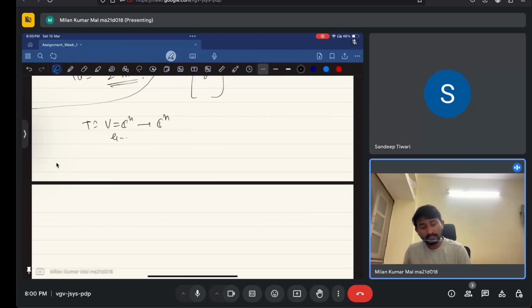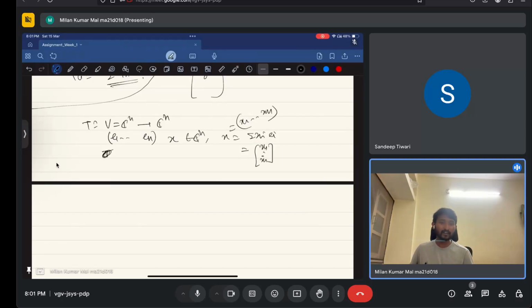The standard ordered basis is one where the ith entry is 1 and all other entries are 0. Now any vector x in Cn can be written as the summation of xi ei, that is, the column vector x1, x2, ..., xn. But also x in Cn means x1, x2, ..., xn. That is why it is called standard.